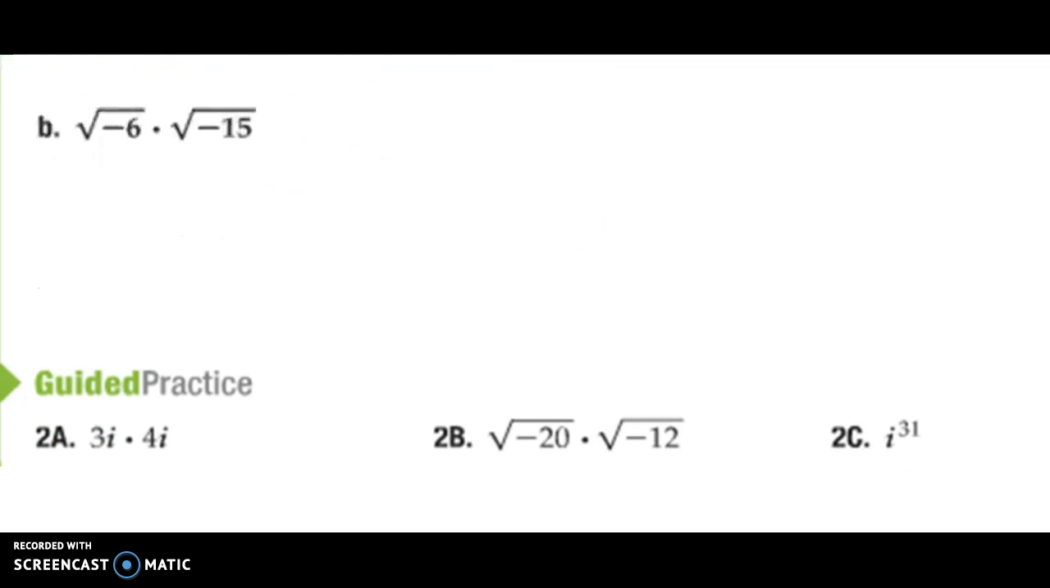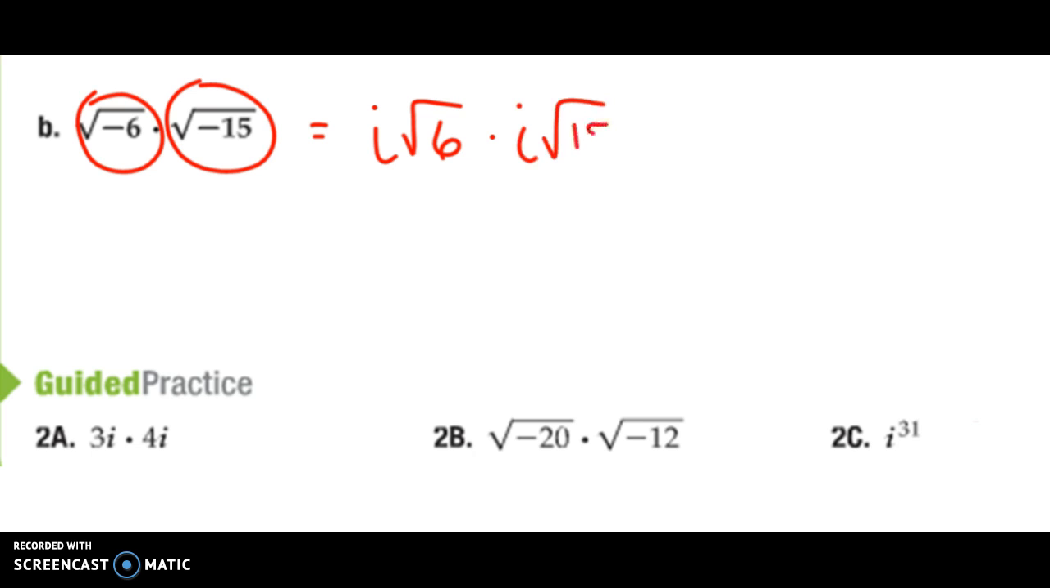Let's look at letter B. Now, for letter B, we need to start by taking care of each one individually, each one of these square roots. Well, the square root of -6 is really i square root of 6, times the square root of -15 is really i square root of 15.